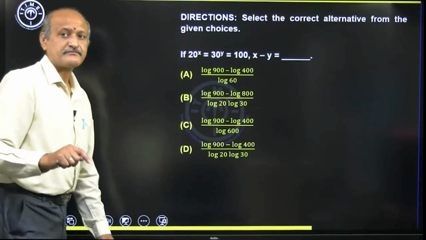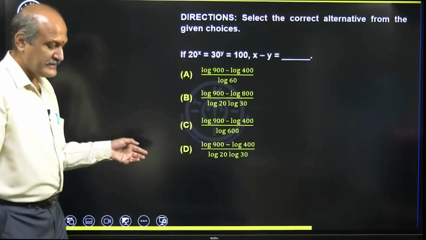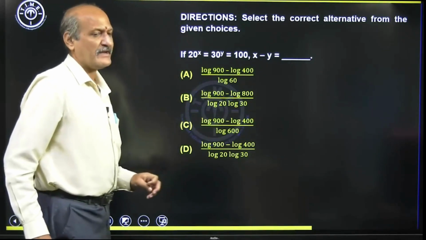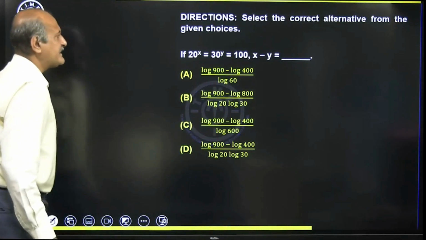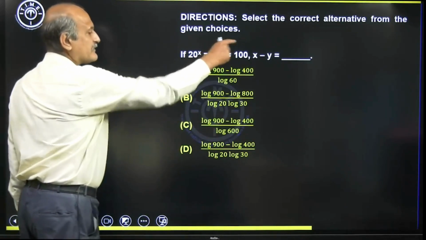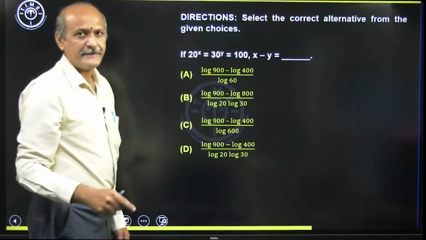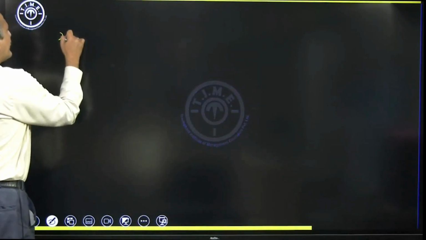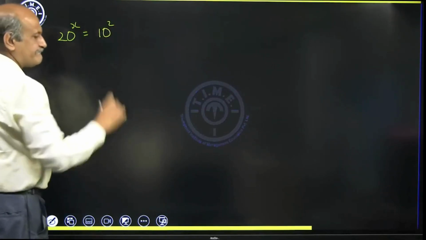See this question. It reads, if 20 power x is equal to 30 power y is equal to 100, then x minus y is equal to dash. Now here, can I write it this manner? 20 power x is equal to 100, which would imply 20 power x is equal to 10 square.